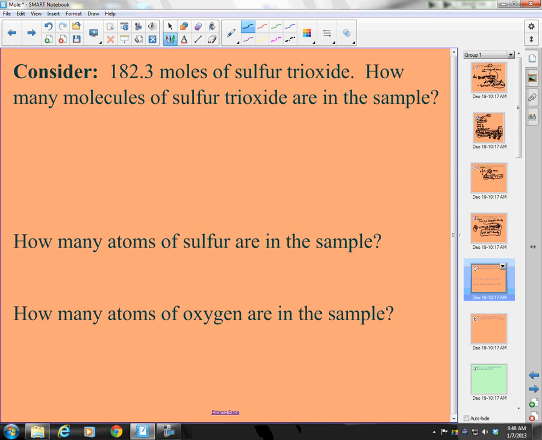Okay, I have 182.3 moles of sulfur trioxide. I want to know molecules. Do we have a relationship between moles and molecules? Sure. 1 mole of sulfur trioxide equals 6.022 times 10 to the 23rd molecules of sulfur trioxide. Now, note, folks, here's a note. Where should I put my note?